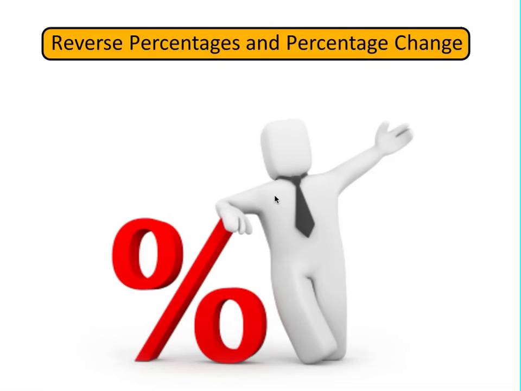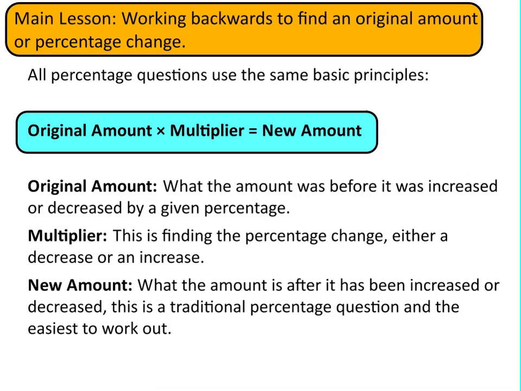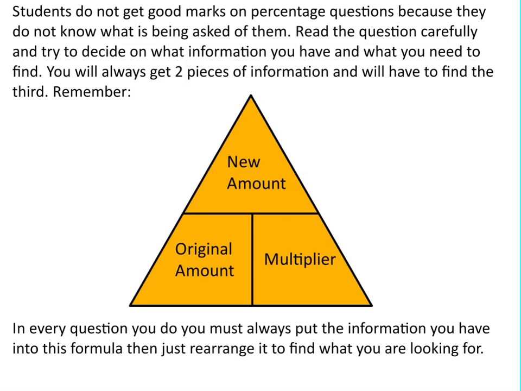In this lesson, we're going to look at reverse percentages and percentage change. Now, I have a slightly alternative method for doing this that I want you to have a look at, and this is to use the stock question, which is original amount times some multiplier is going to give us some new amount. And if you know this, you can answer any question on percentages. The original amount is what we start with. Our multiplier is what we looked at in the previous lesson that corresponds to a percentage increase or decrease, and of course the new amount is what we end up with after that increase or decrease has happened.